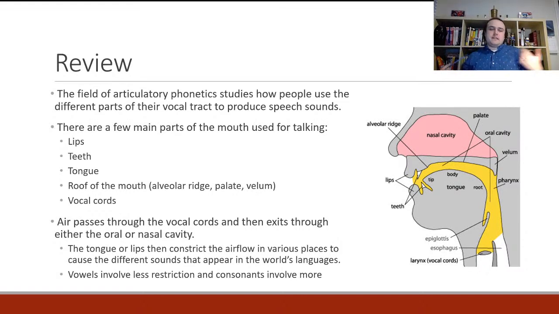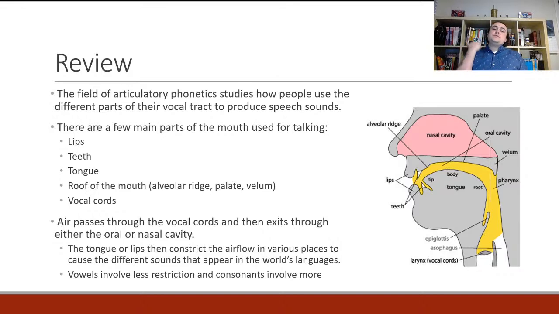So the field of articulatory phonetics studies how people use the different parts of their vocal tract to produce speech sounds. There are a few main parts of the mouth used for talking, so like the lips, the teeth, the tongue. The roof of the mouth is used, and different parts of it are used differently. So you've got the alveolar ridge towards the front, the palate in the middle, and the velum all the way in the back. And then you've got your vocal cords, which I guess aren't really a part of your mouth. They're kind of down below, but they're also obviously very important for speech.